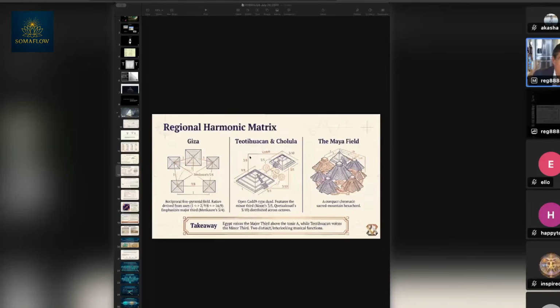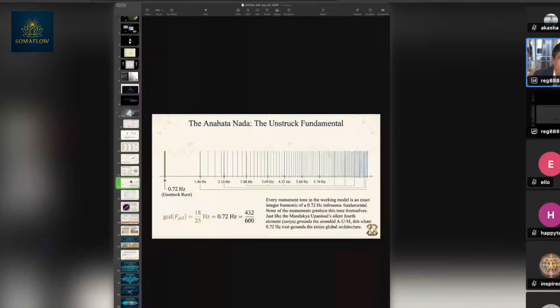So basically the regional harmonic matrix and Teotihuacan and Cholula and the Maya field. So these are all different kinds of pyramids in Mexico. So I started analyzing those as well. And what I found was that all the pyramids, every pyramid in the world out of the 33 pyramid cohort, actually was always a Hertz frequency based on its slope angle that was a multiple of 0.72 Hertz.